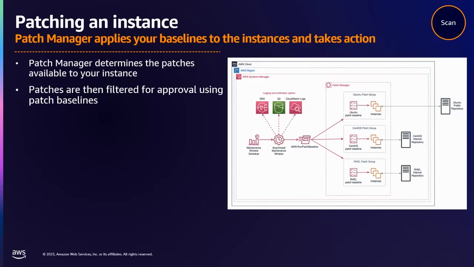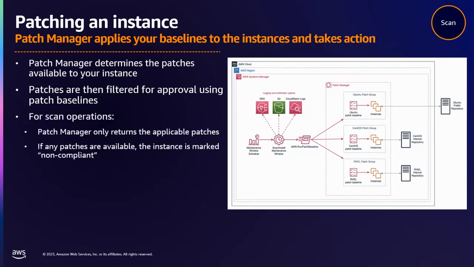So next I want to get into actually what happens when we patch an instance, and I'll cover this relatively quickly, but this is really the crux of how our service and our product works. So what Patch Manager does is it applies the baselines to those instances and then it takes an action. So that action is either a scan or it's an install. So Patch Manager determines the patches available to your instance by actually looking at that instance, looking what's available on that instance, and then comparing that to your patch baseline.